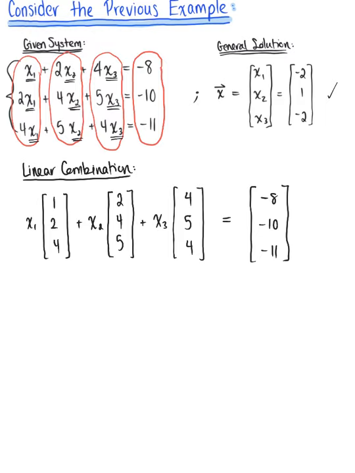So we have a linear combination of these three column vectors, where x sub 1, x sub 2, and x sub 3 are your scalars. This format is called the vector equation, and this is also going to play a part in checking our general solution.